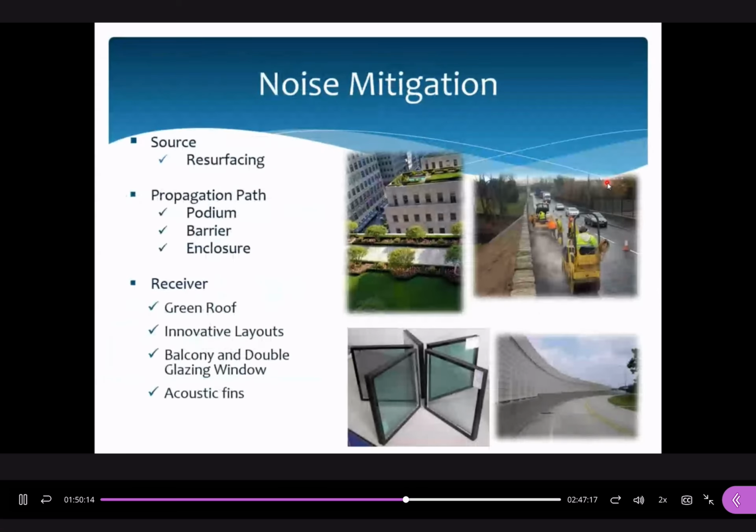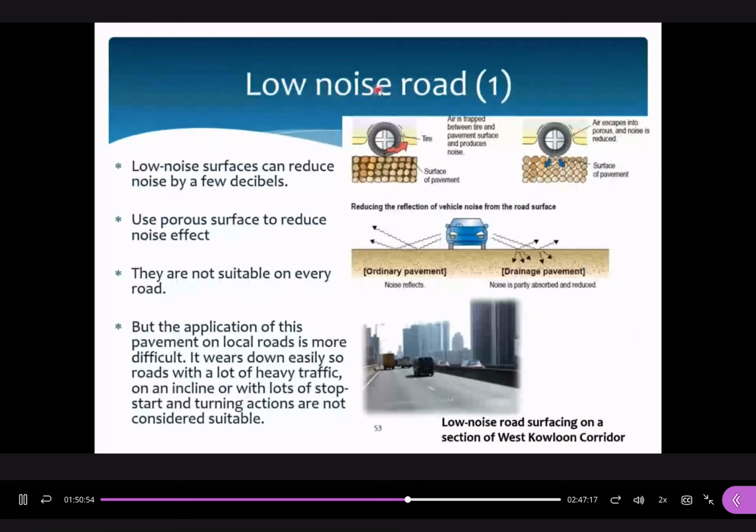Okay, now we finished all the explanations of these documents, the calculations of road traffic noise. For road noise mitigation, we may consider the source, the propagation path and the receiver. From the source, we may use low noise road surfaces. For the propagation path, we may consider the use of a podium, barrier, or enclosure. In terms of the receivers, we may make use of innovative layouts, green roof, balconies, or double glazing windows. Okay, this is for the source, the low noise road surface. If we use this one, we can achieve 3 to 4 dB reductions.